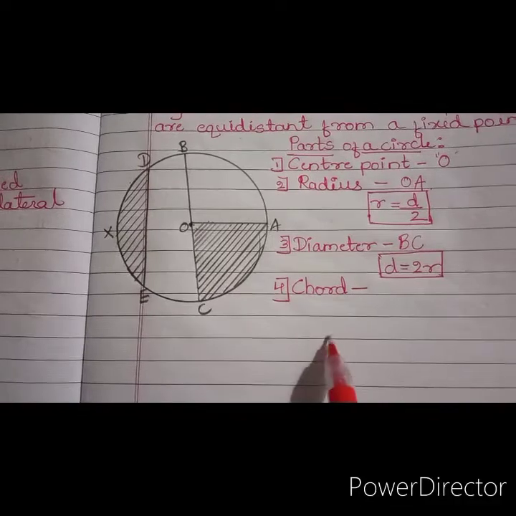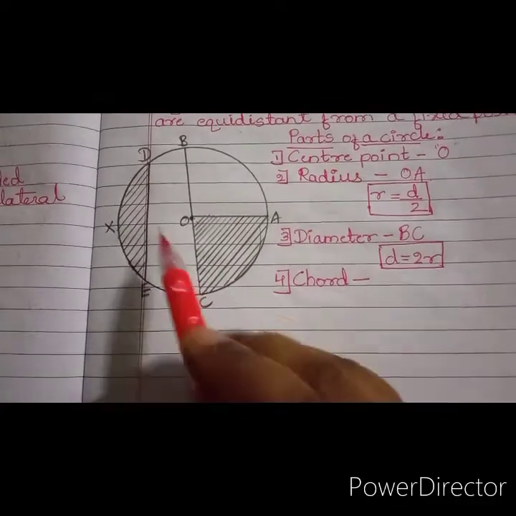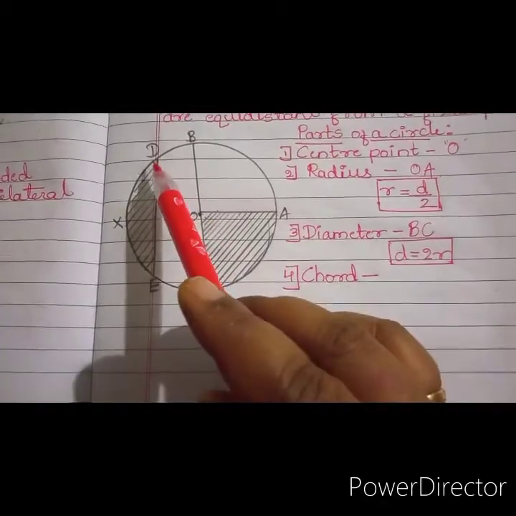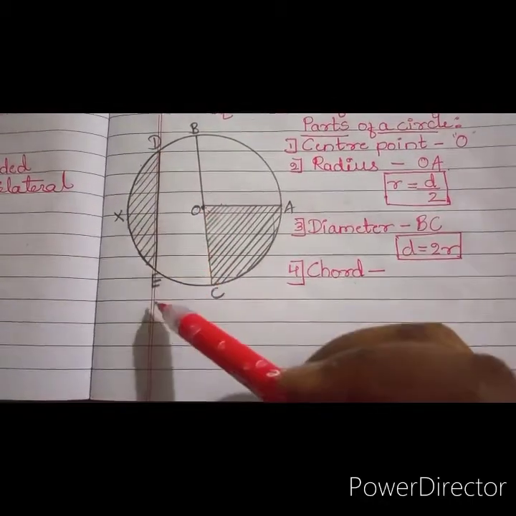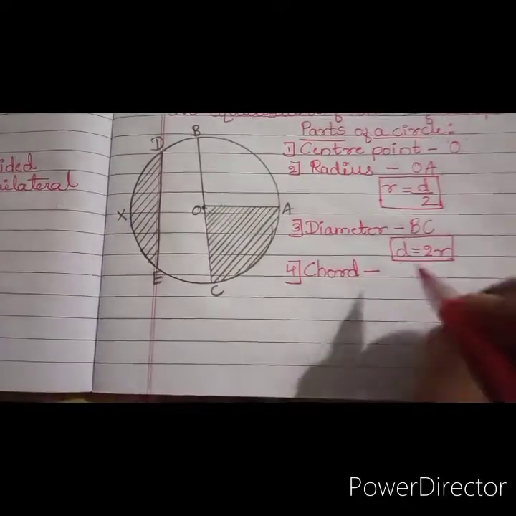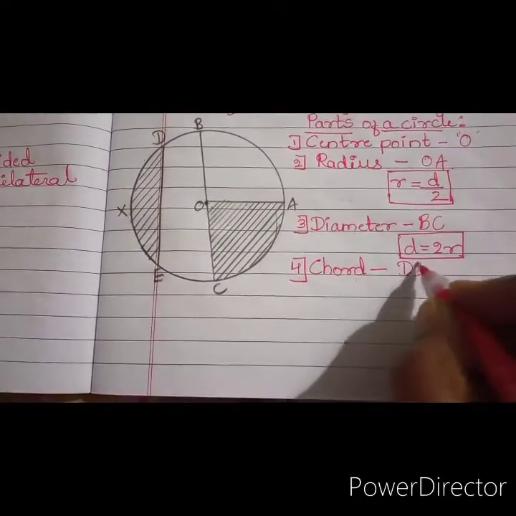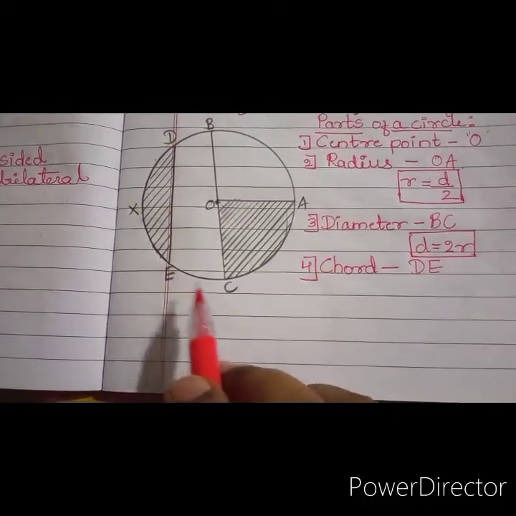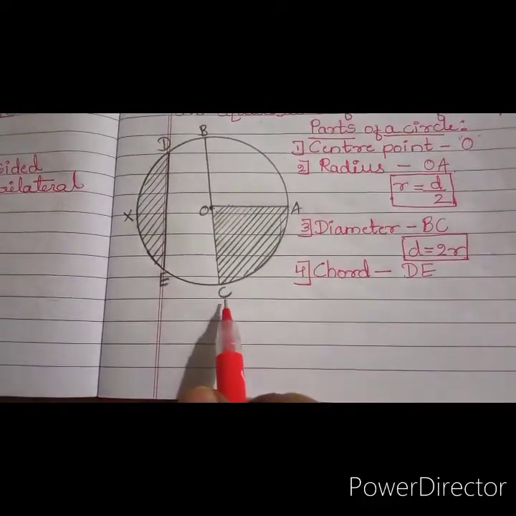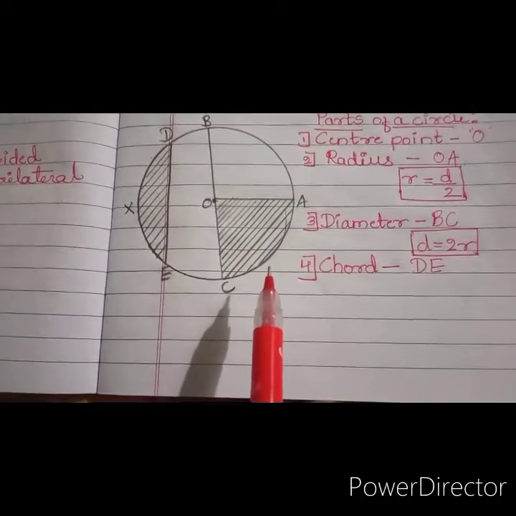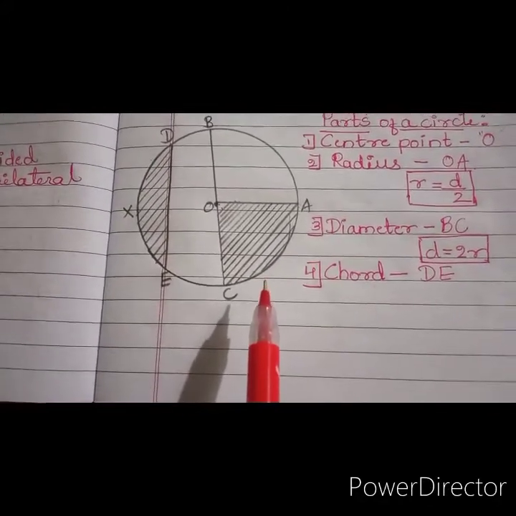Next one is chord. Okay. So from the figure, DE is a chord. A line segment joining any two points on the circle is called chord. So from the figure, DE is called chord of a circle. But one thing is, the biggest chord in a circle is always a diameter. So that is also very important.